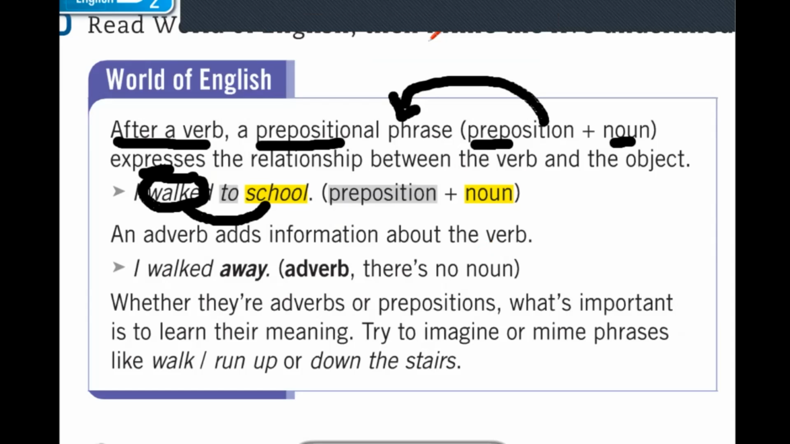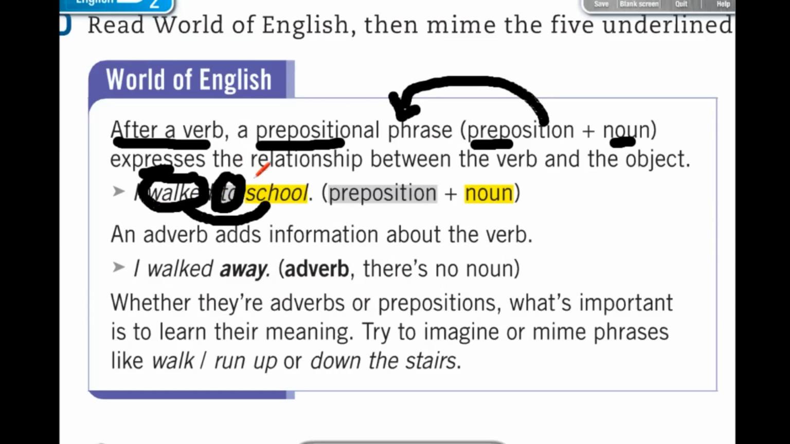So basically, it's giving you more information. I walked, and the relation here is a direction. Preposition shows you direction. I walk where, or how, or in which direction? To school. And this is basically what it does. A prepositional phrase is indicating just the relation that exists between the action and the object. I don't know if you have any questions about this. Do you have any question, comment, anything?